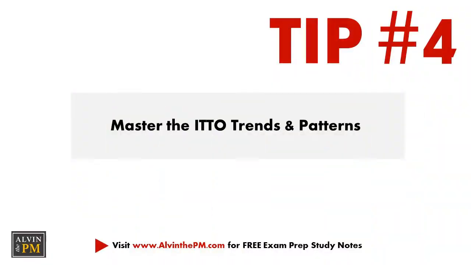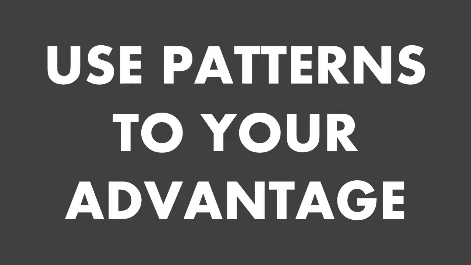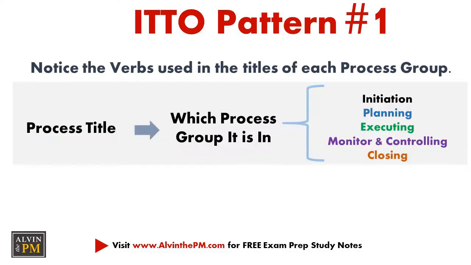Now here's the 4th tip. Master the ITTO trends and patterns. The ITTOs tend to repeat themselves, so understand what these key patterns are and use this to your advantage. The first pattern is to notice the verbs that are used in the titles of each process group. Depending upon what verbs are used in the title of the process group will tell you what stage the process is in, whether it's planning, executing, monitoring and controlling, or closing.